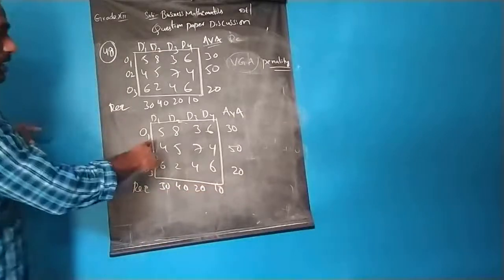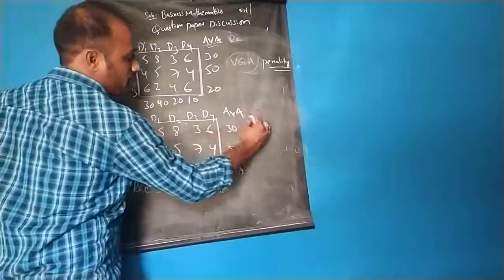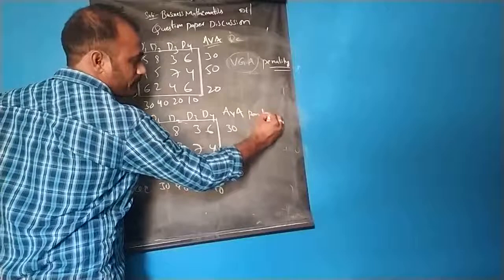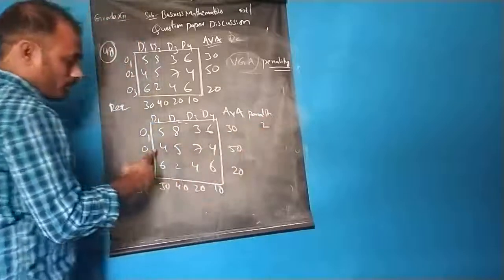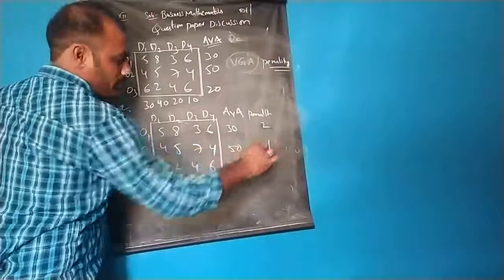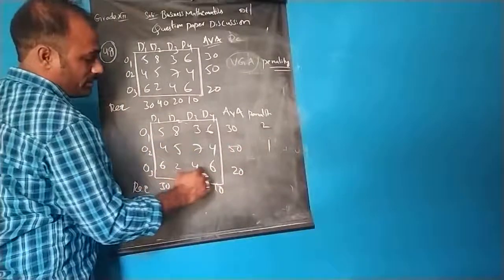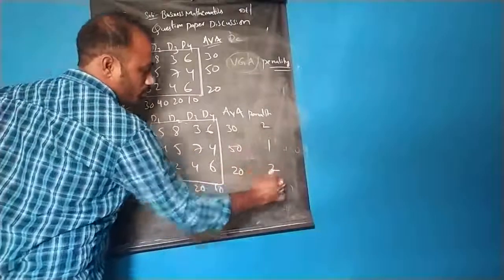So in this, the first penalty, the rows are 5 minus 3, which is 2. So the penalty here is 2, 1, and here 2 minus 4 is 2.